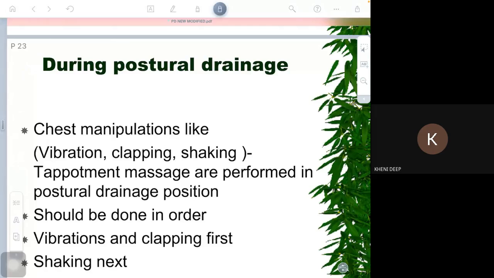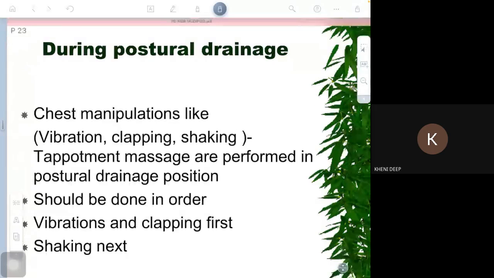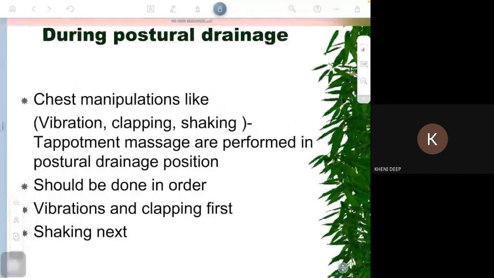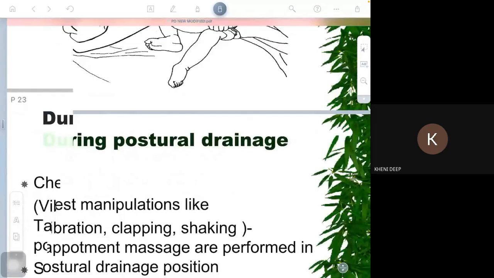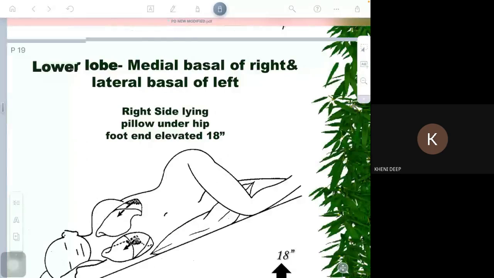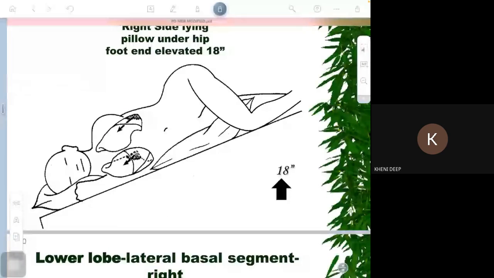We discussed 3 points. So first we already discussed. Second point we will discuss. What are the things to be remembered when the postural drainage is given? At the time of postural drainage, what are the things to be remembered? So first is, after positioning the patient, the respective position depends on the lobe which you want to drain.